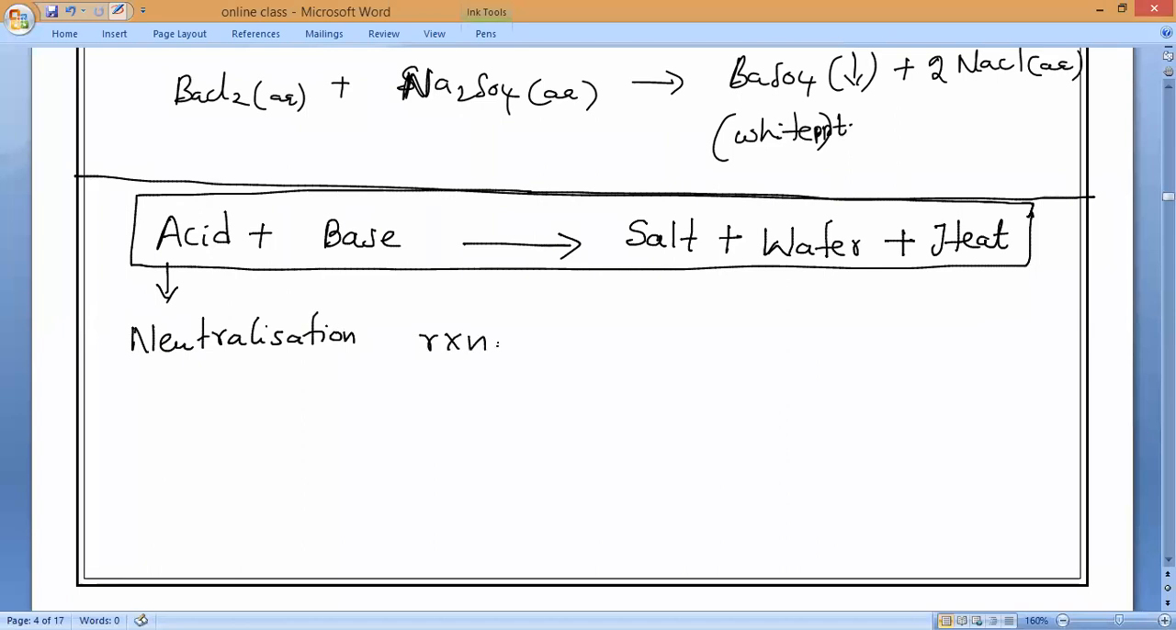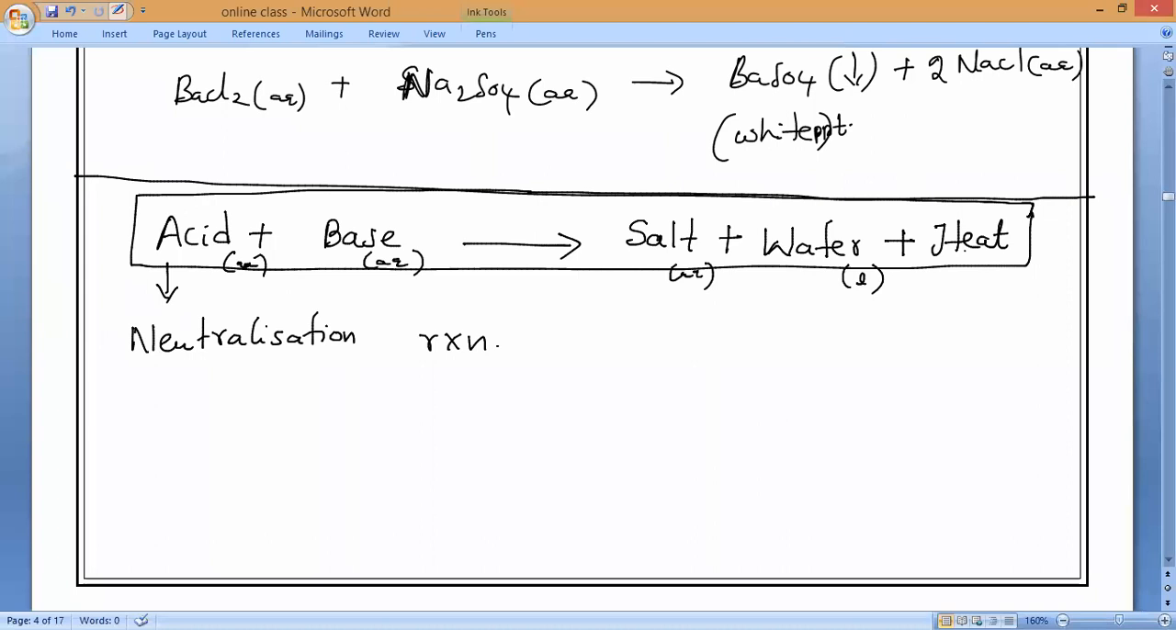Neutralization. That is what you have to remember. In this reaction, the nature of the medium will change. In the reactants I am taking both in aqueous state, but in the products I am getting one aqueous state plus one liquid state. So a change in medium is taking place or not? Please respond.